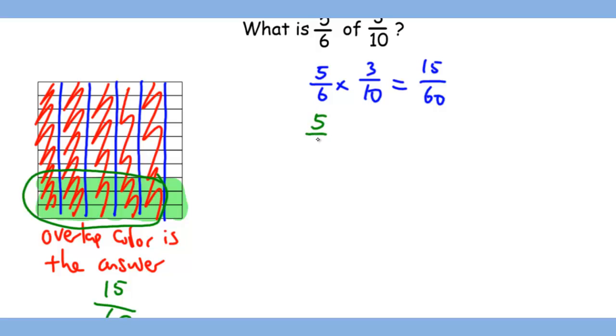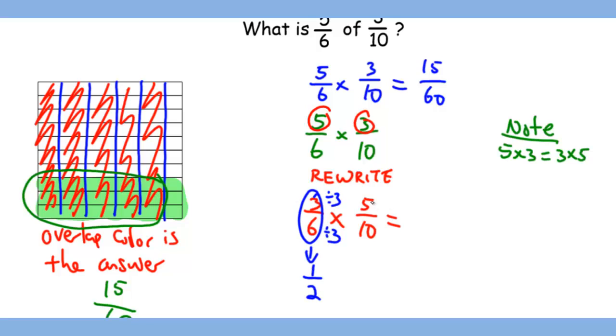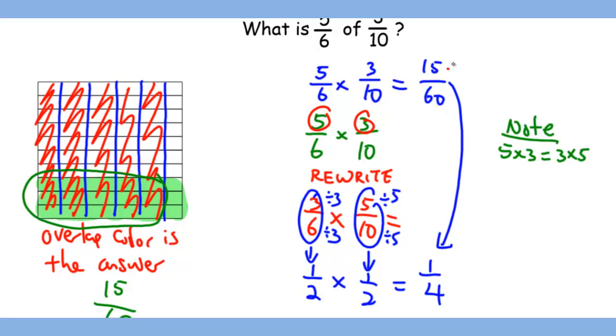So we have 5/6 times 3/10. Something that you need to know is that 3 times 5 is the same as 5 times 3. So that means I can actually rewrite this question where I switch the 5 and the 3's position into 3/6 times 5/10. And that should show you that 3/6 is basically half if you simplify by dividing both by 3. And 5/10 is also half if you divide both by 5. And when you multiply them together, it will give you 1/4, which is great because this is exactly what you will get if you simplify this answer by 15 right here.